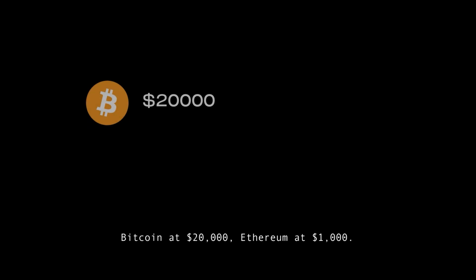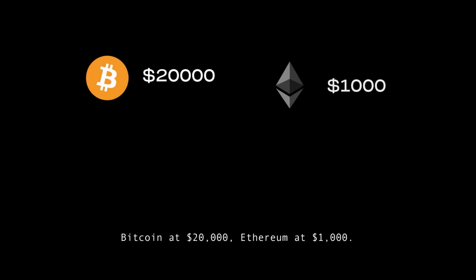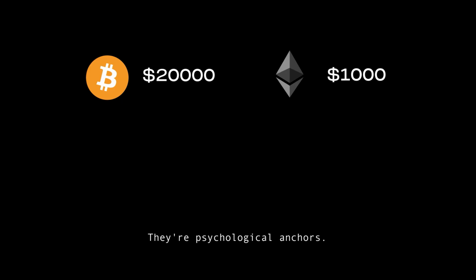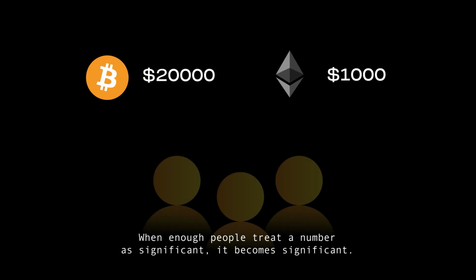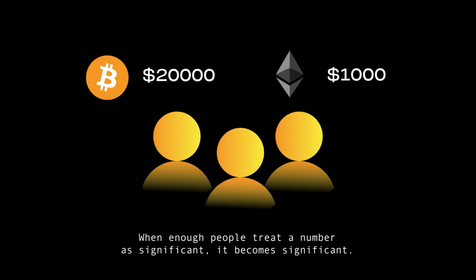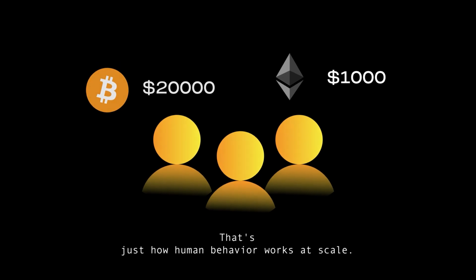Round numbers matter too. Bitcoin at $20,000, Ethereum at $1,000. These aren't random, they're psychological anchors. When enough people treat a number as significant, it becomes significant. That's just how human behavior works at scale.